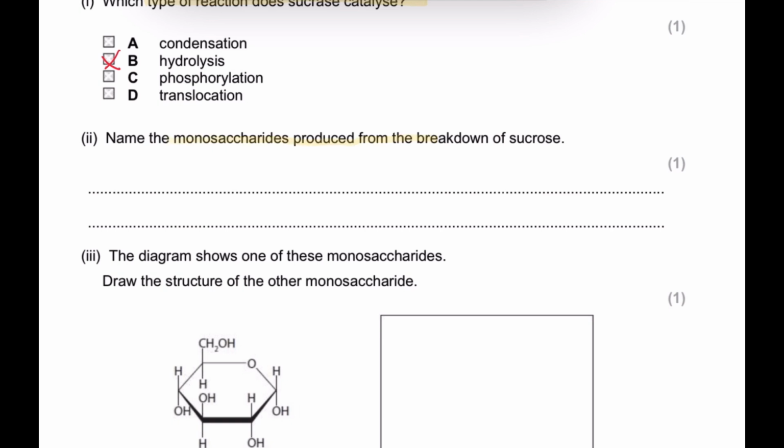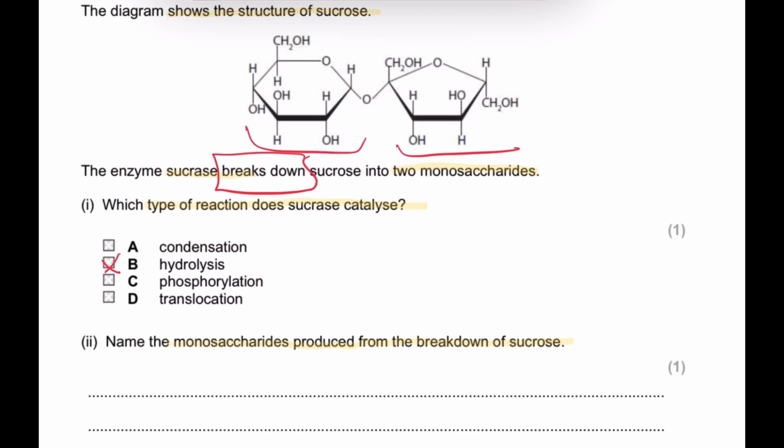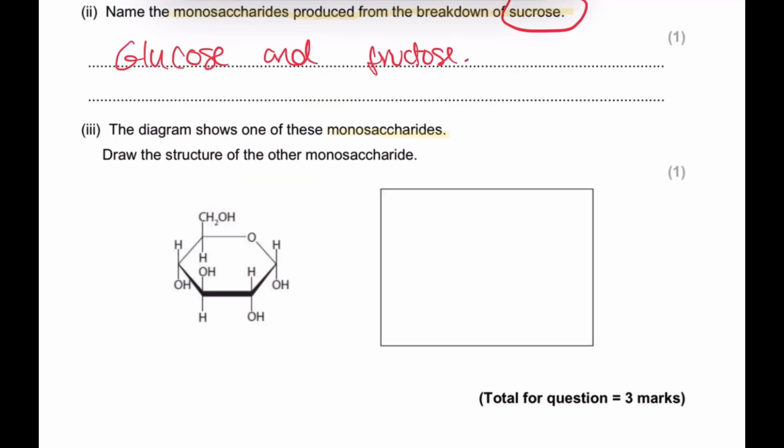2i, name the monosaccharides produced from this breakdown of sucrose. All we need to do is just identify what these types are, and you do need to memorize what 2 monosaccharides make up the disaccharide sucrose, and these are glucose and fructose. The diagram shows one of these monosaccharides. Draw the structure of the other monosaccharide.